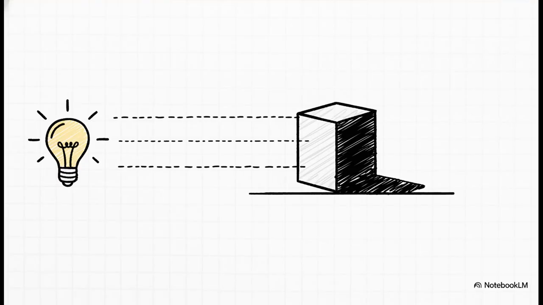So here's the simplest way to think about it. A shadow isn't actually a thing, it's the absence of a thing. It's an absence of light. Light travels in straight lines. So when something gets in the way, it just blocks that path, creating a little patch of darkness right behind it. And boom, that's your shadow.